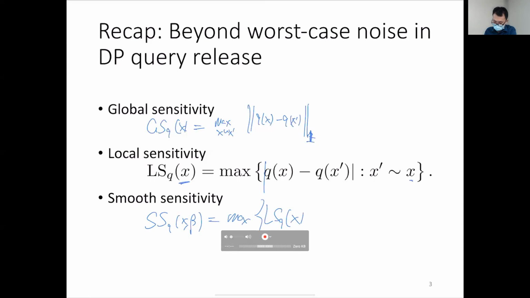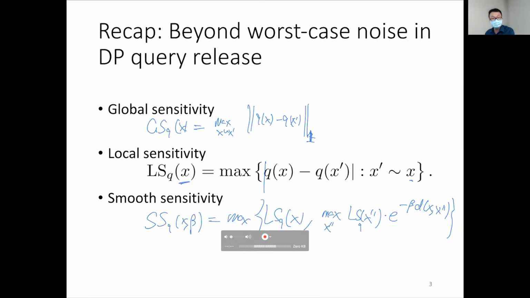It's an upper bound of the local sensitivity, and also it makes all other data points... and the local sensitivity of this alternative data point multiplied by e to the power of minus beta times the distance between x and x double prime. Okay, so that's the definition of smooth sensitivity.